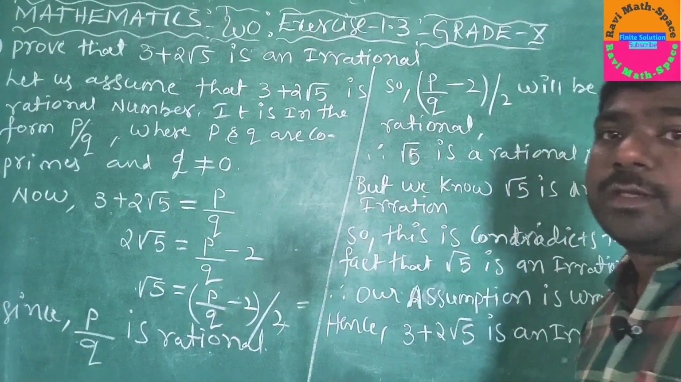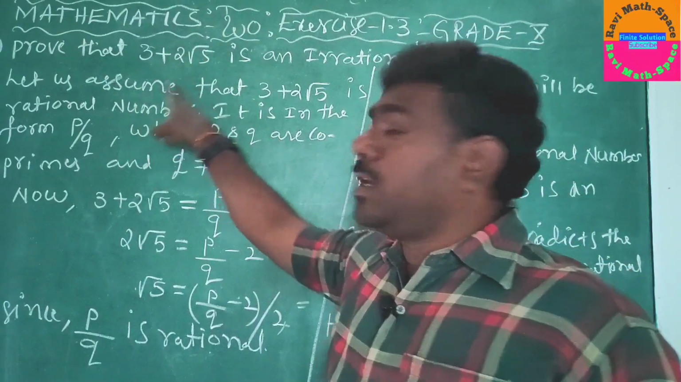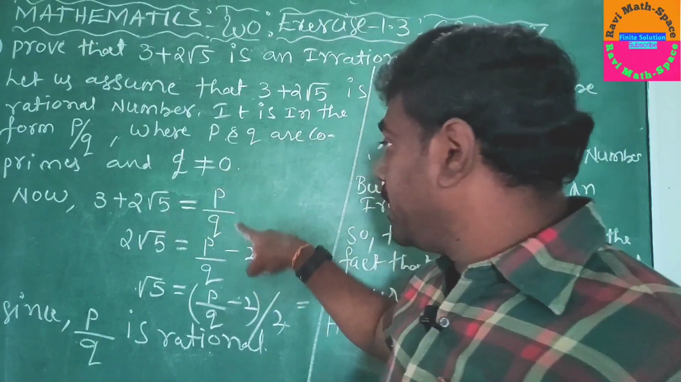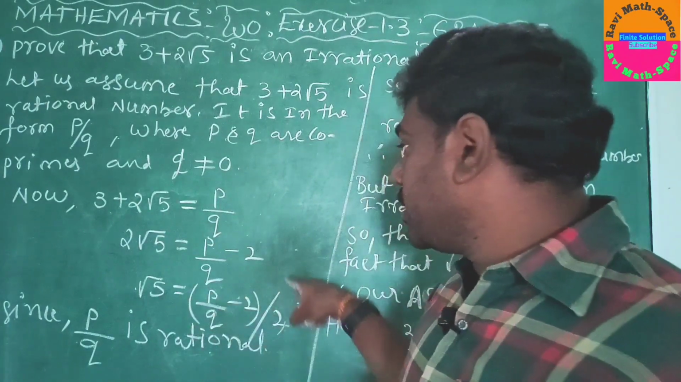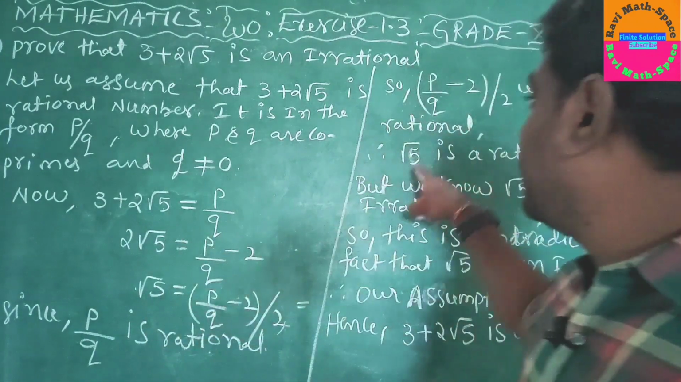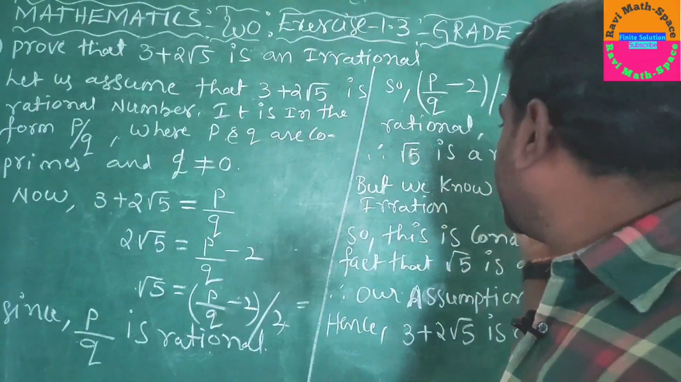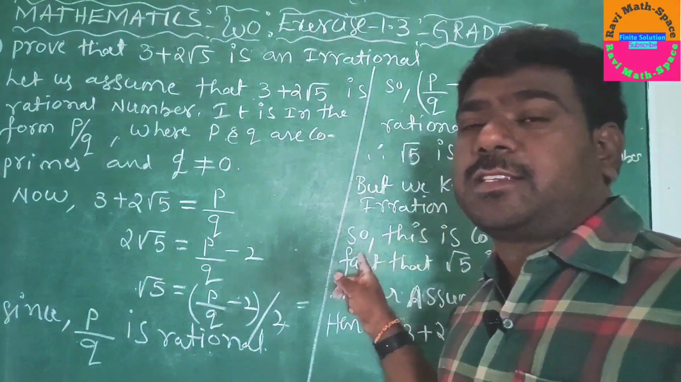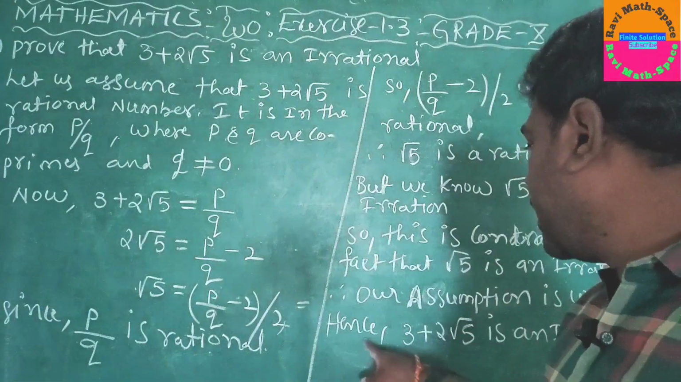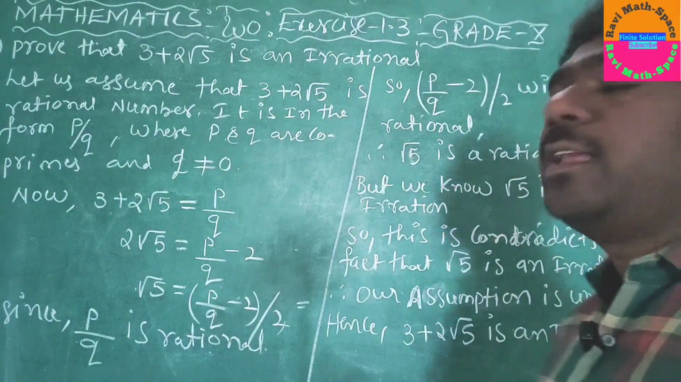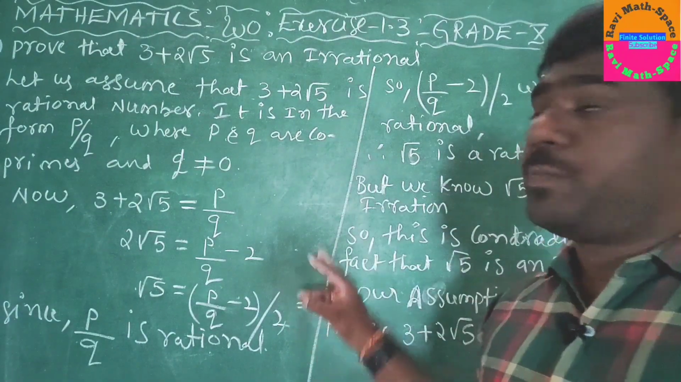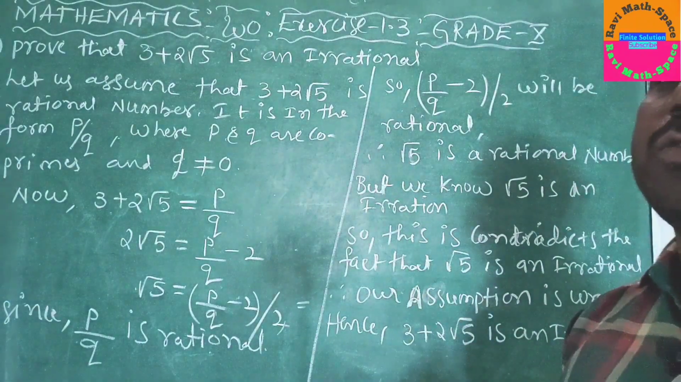Hence proved. Very simple. First we have to assume the given number as rational. When it is rational, it should be in the form of p by q. So one side becomes a total rational number, and automatically root 5 is also a rational number. But we know that root 5 is irrational. So this is the contradiction. Therefore our assumption is wrong. Hence 3 plus 2 root 5 is an irrational number. Simple proof. The procedure is the same for every problem.